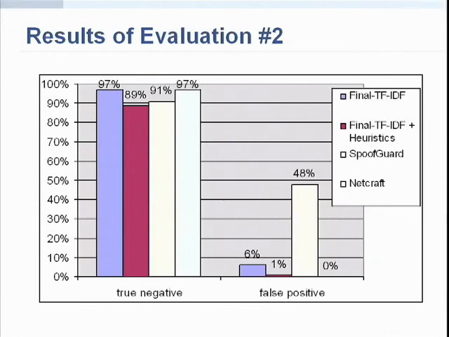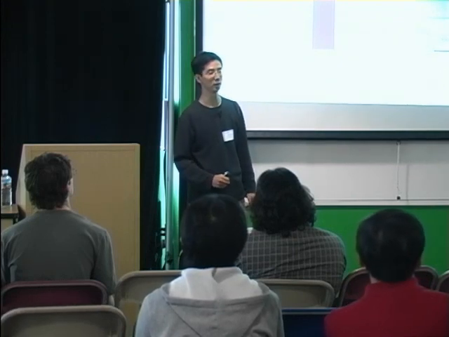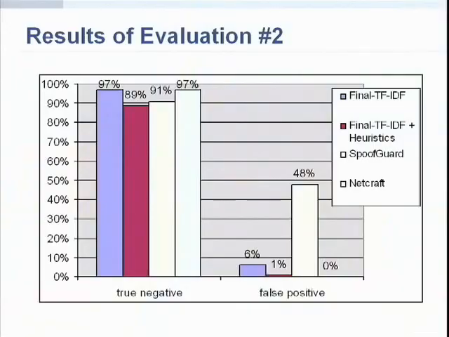Here is our algorithm with the heuristics built in. You'll notice that our accuracy in detecting fake websites has decreased from 97 to 89%, but you'll also notice that the false positive rate has decreased down to 1%. So we think that's pretty good. You'll see that SpoofGuard is 91% and has a 48% false positive rate in this case.